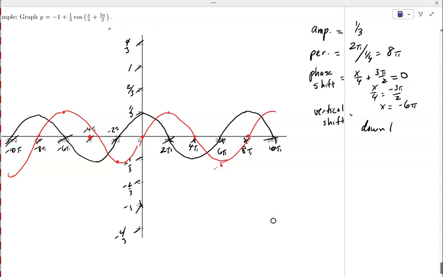We want to go down 1. This point here goes all the way down to -1. This point goes to -2/3, -1, -4/3, -1, -2/3, and likewise on the other side.